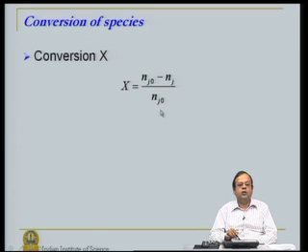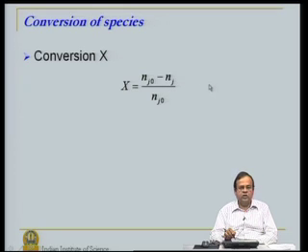So, let us say that carbon monoxide is the species that we are referring to. My conversion of carbon monoxide is the initial moles of carbon monoxide I had minus the current moles, divided by the initial moles, and this quantity conversion X goes from 0 to 1. It is 0 at the beginning and at best it can be 1.